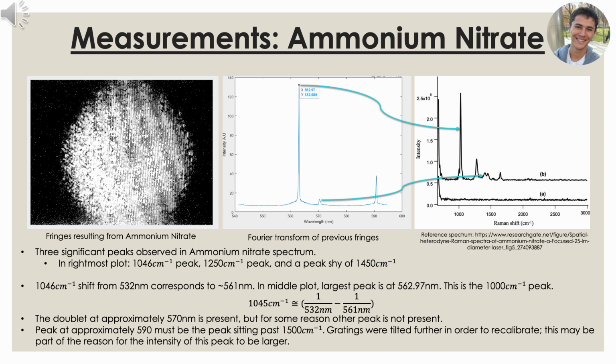Now, if you look at the right side, sitting at around 590 nanometers, we believe that this might correspond to the 1500, 1600 inverse centimeter peak as seen in the reference spectrum on the right. The intensity of this peak, we're not entirely sure why this one is larger than the doublet sitting in the middle, but it should be noted again that these gratings were tilted in order to recalibrate our system. So this might be partially why the intensity of this peak is larger. But for the most part, we believe that we at least have the positions of the wavelengths properly set.